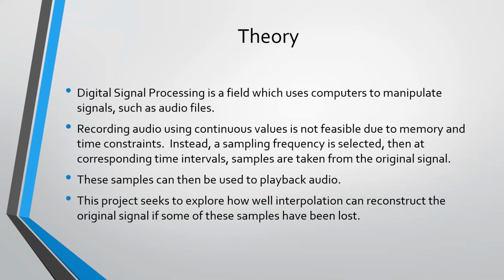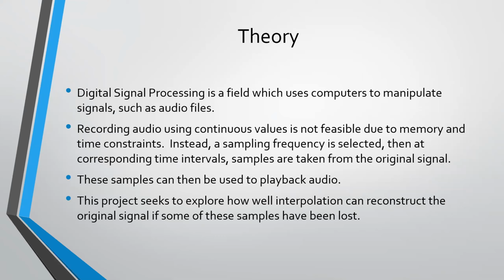A quick discussion of theory. Digital signal processing is a field which uses computers to manipulate signals such as audio files. Recording audio using continuous values is not feasible due to memory and time constraints. Instead, a sampling frequency is selected, then at corresponding time intervals, samples are taken from the original signal. These samples can then be used to play back audio.